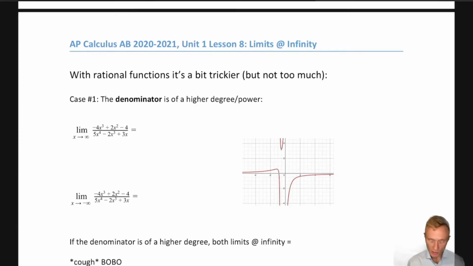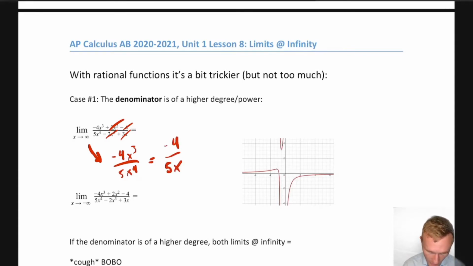I keep saying that degree term because, again, what I'm saying is as x goes to infinity, negative 4x cubed is going to be way bigger than 2x squared. It's going to be way bigger than negative 4. 5x to the fourth is going to be way bigger than 2x cubed. It's going to be way bigger than 3x. The reason I like to show those crossing off is now you can just imagine that what we have here is negative 4x cubed over 5x to the fourth. Well, 3 of those x's are going to cancel now. So we're going to have negative 4 over 5x.